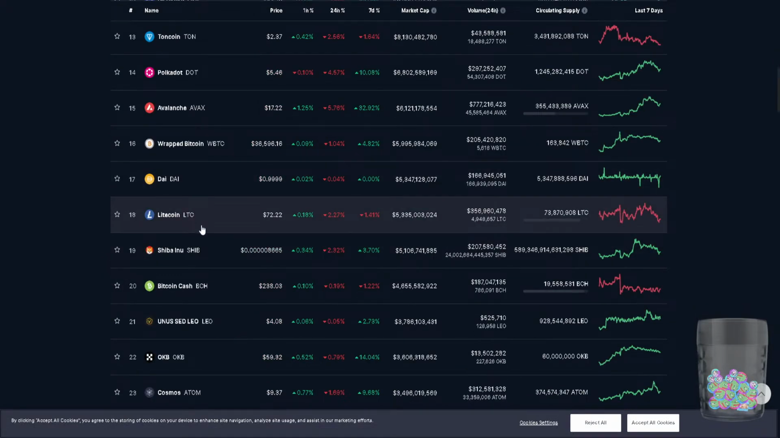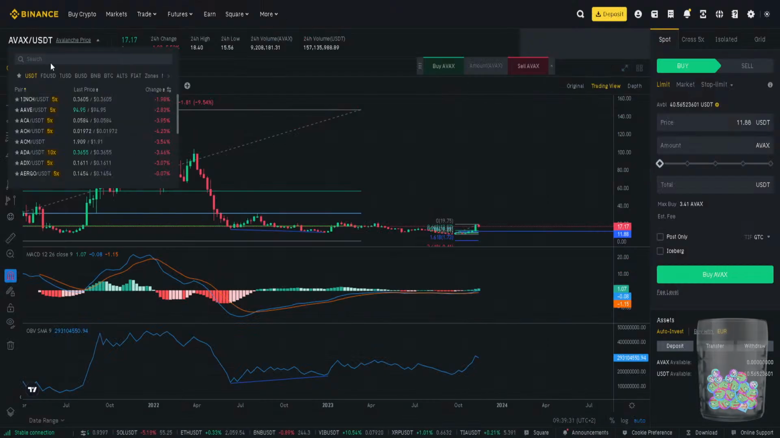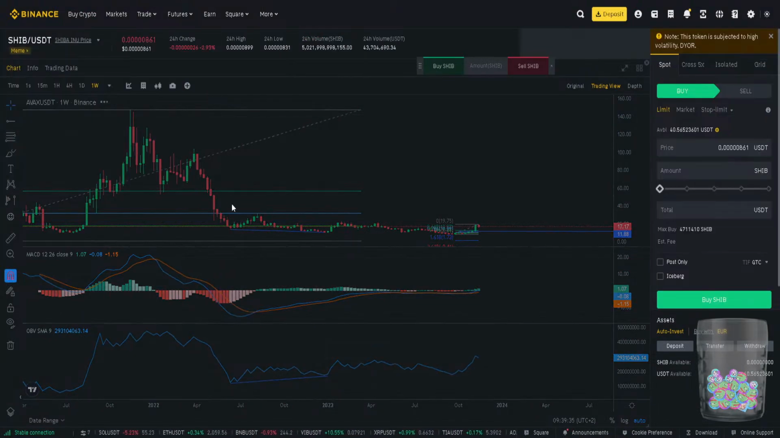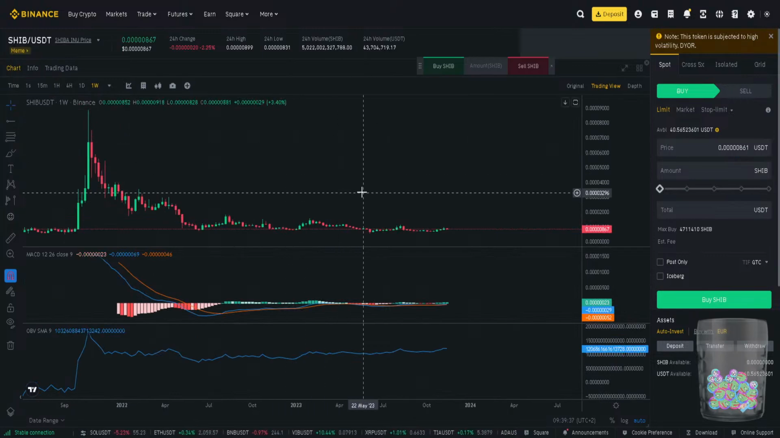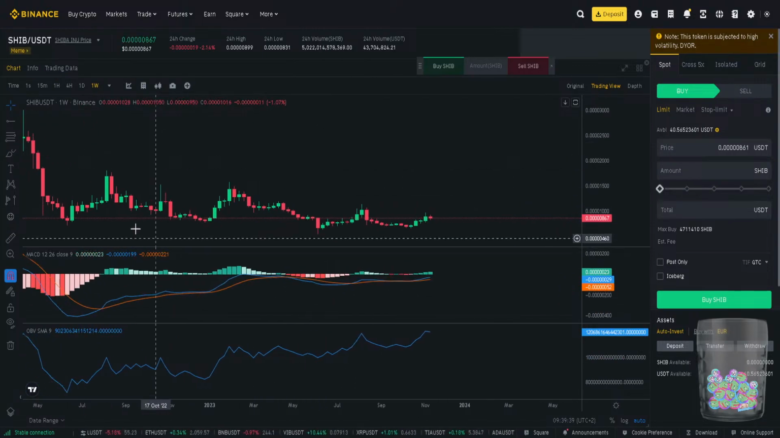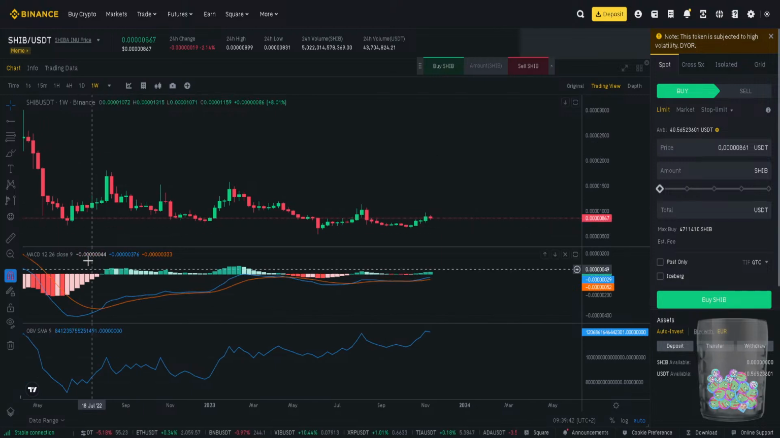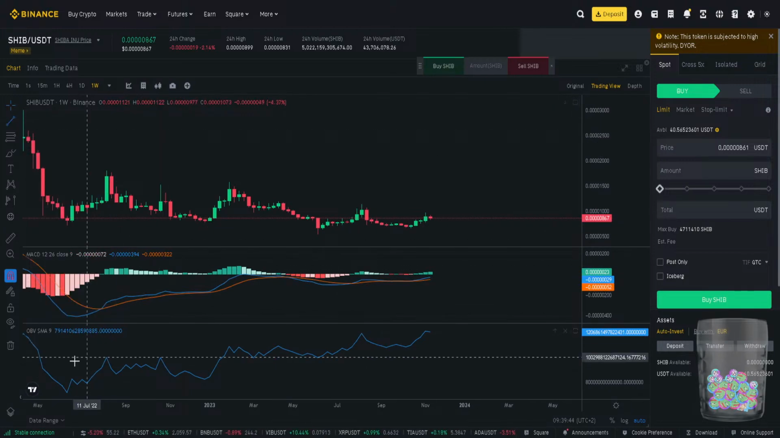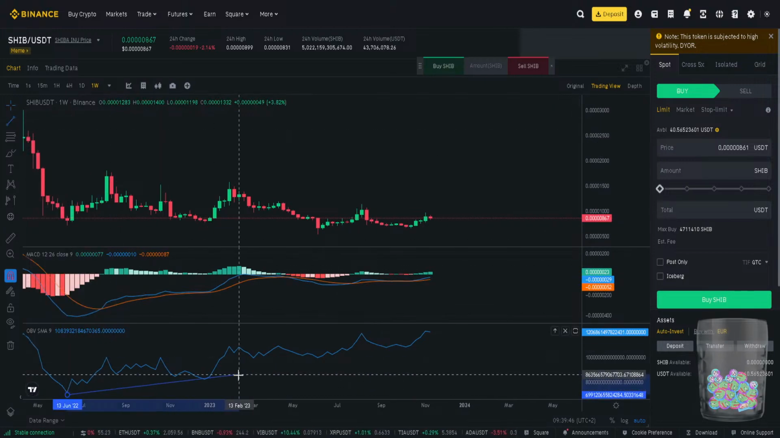DAI, Litecoin. I mean, we're not even going to look at Litecoin. Let's go to Shiba Inu. I don't like fourth cycle coins. There's more opportunity here. Strong bullish divergence on OBV. Guys, don't sleep on Shiba Inu, I'm telling you.